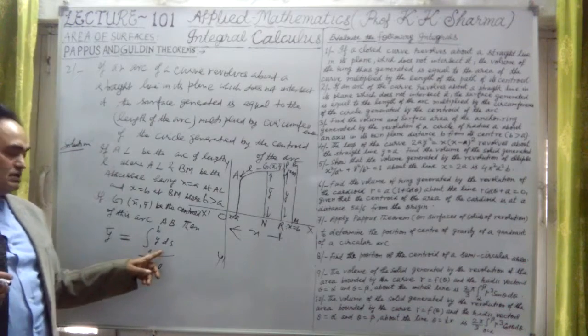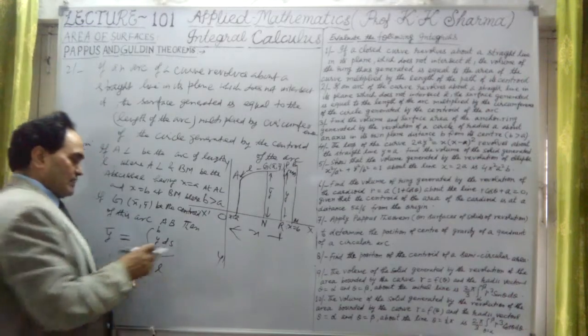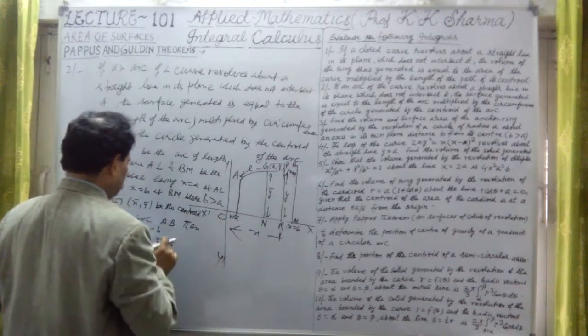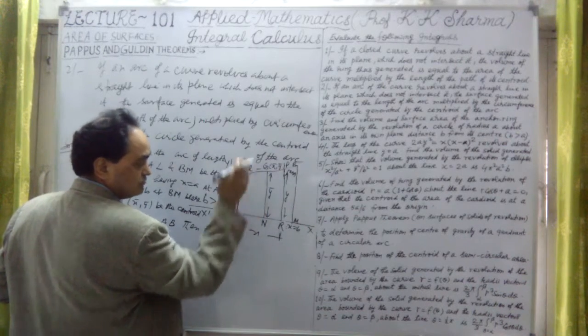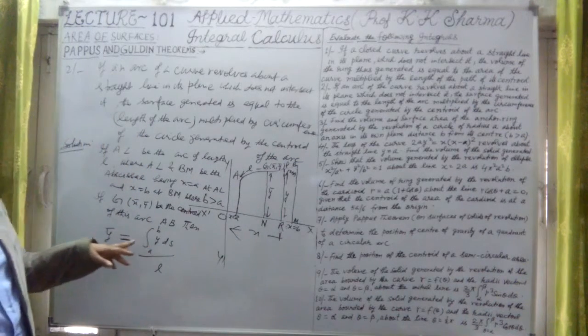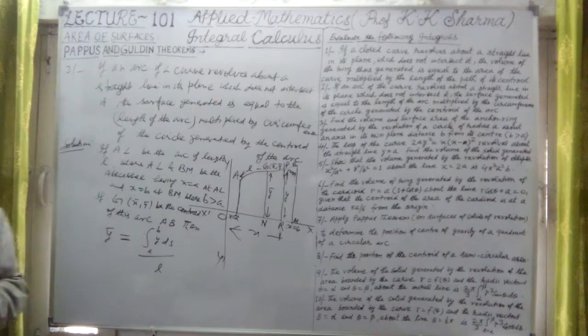This is the length of the arc here. If the arc revolves about this line, and G is the centroid, the centroid is revolving about this line. Then the length y bar of the centroid is given by the integral of y ds over the length, from x equal to A to B.